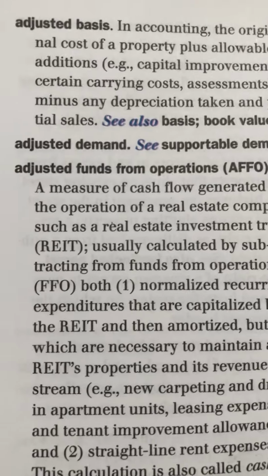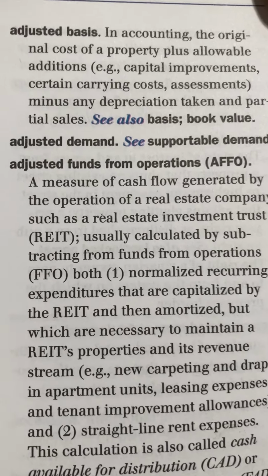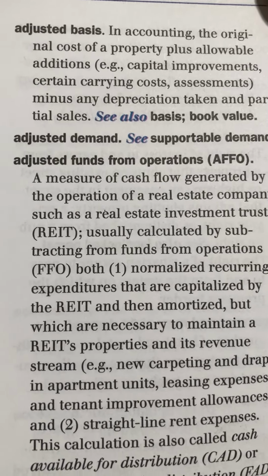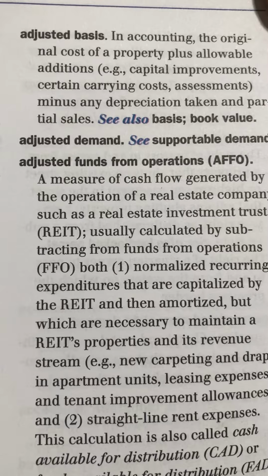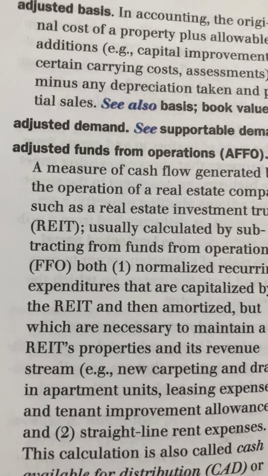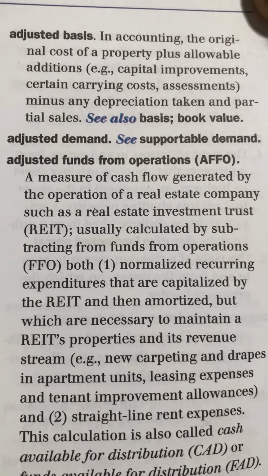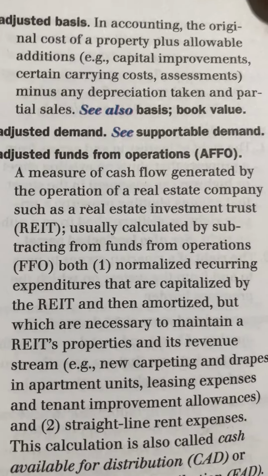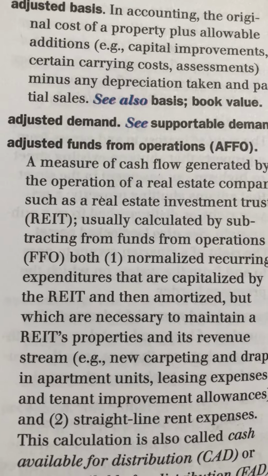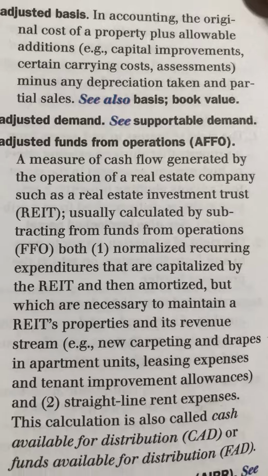Adjusted basis. In accounting, the original cost of a property plus allowable additions. For instance, capital improvements, certain carrying costs, assessments, minus any depreciation taken and partial sales. See also basis, book value. Adjusted demand. See supportable demand.